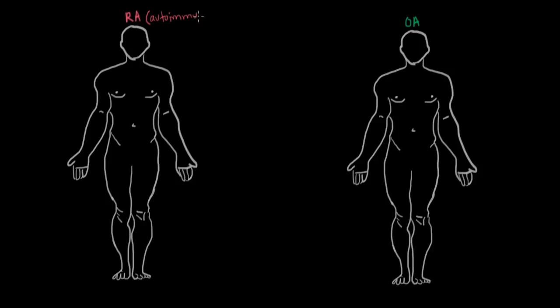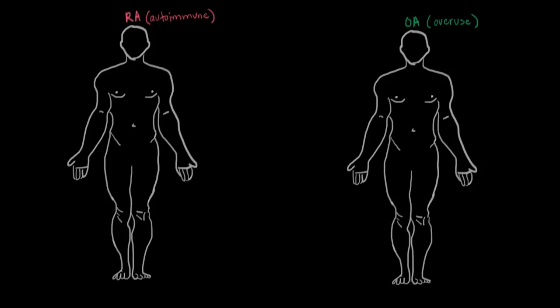So in rheumatoid arthritis, it's always going to be autoimmune. So the body's attacking itself. It's a whole body kind of process. Whereas in osteoarthritis, we're dealing with overuse. Usually in elderly people or people carrying extra weight, weighing down their joints.